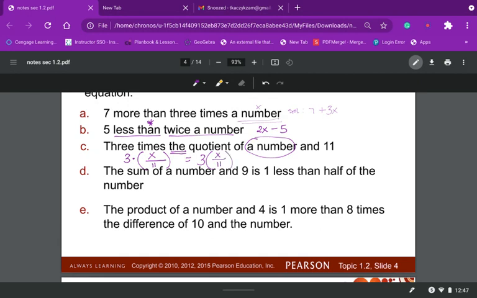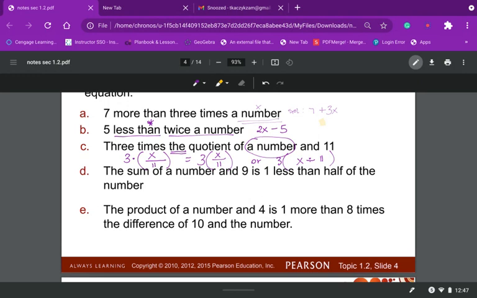Or we can put it as 3 divided by, because the quotient stands for division. But first was 3 times, I'm sorry. So we have 3 times, and then we have the quotient, which is the division of x and 11. Okay. So both solutions are correct. This one right here and this one.